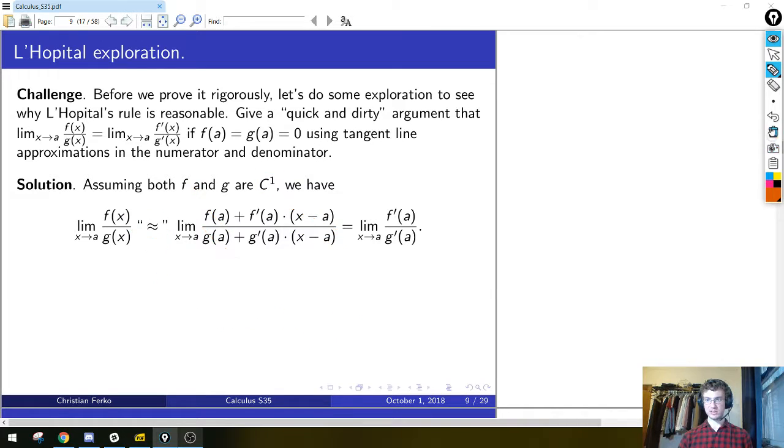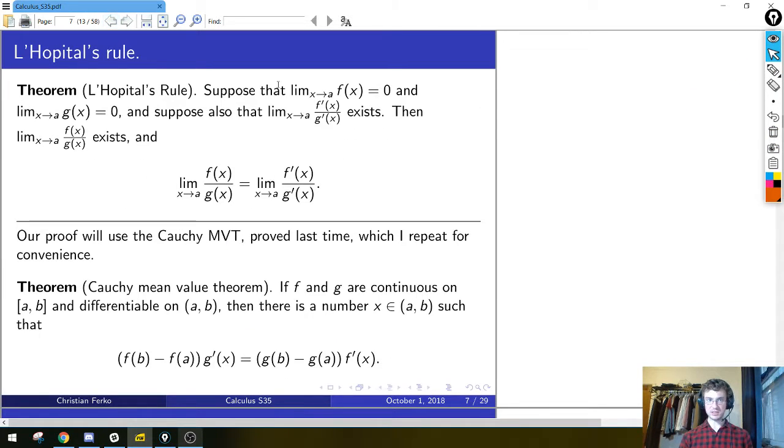In this exploration, we're assuming that f and g are both continuously differentiable, and as you may notice in the statement of L'Hopital's rule, we're not actually assuming anywhere that f and g are C1. We just assume that the limit of the quotient of their derivatives exists. So this is much weaker than the C1 assumption. So I don't want to turn the exploration into a proof because it assumes too much.